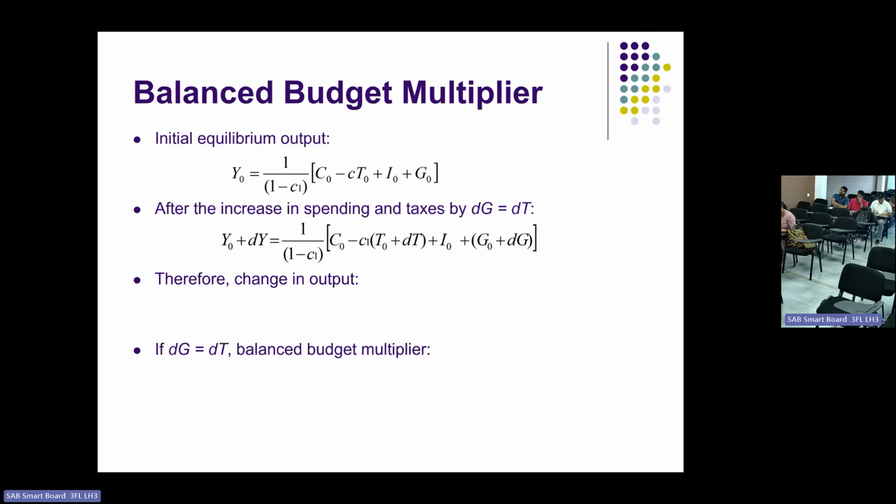Here we change taxes by delta T, so T plus delta T. That means we have C0 plus C1 times (Y minus T plus delta T). Investment is the same, but we change government expenditure by delta G.